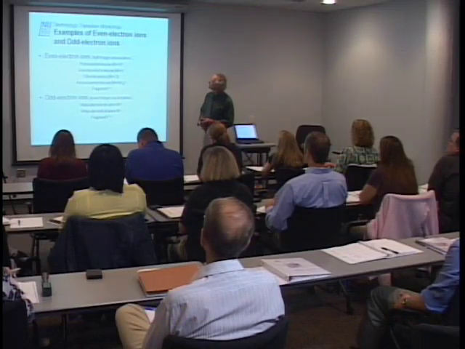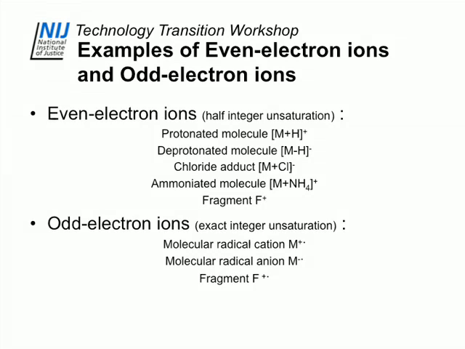Okay, so here are some examples of even electron ions and odd electron ions. Even electron ions have an unsaturation index with a half integer, so it'll end in a 0.5. So you take a protonated molecule, which is the most common species in positive ion DART spectra, and that will end up in 0.5. A deprotonated molecule is the most common species in a negative ion DART spectrum. You might wind up with chloride adducts for explosives, or ammoniated molecules for ethers, or a fragment that is formed in DART. So almost all of these things will wind up with a half integer rings and double bonds value.